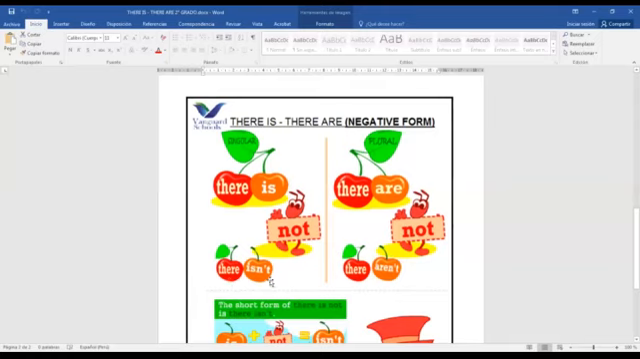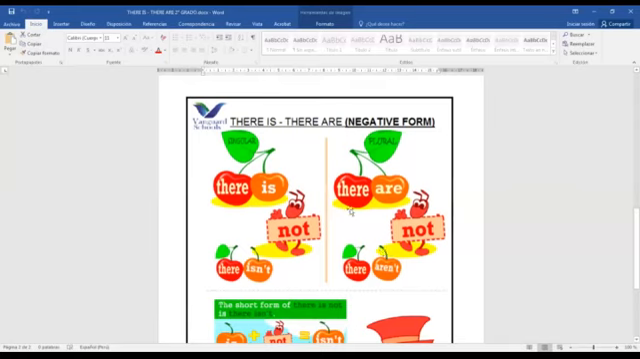There isn't an apple. This is a negative form for singular. And for plural, you have to use there are not. Hace un momento dije que solamente tienes que agregar la palabra not, okay? This is a negative form. There are not, or you can say there aren't.